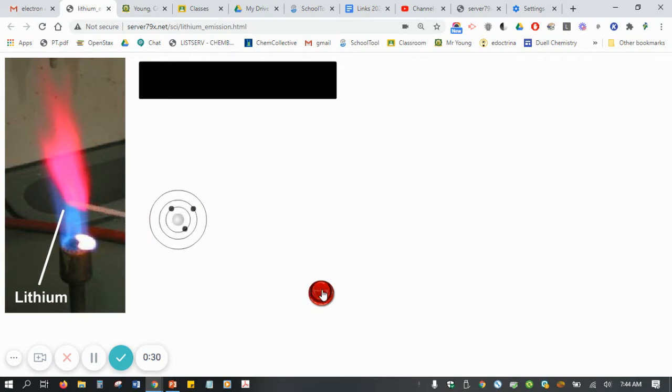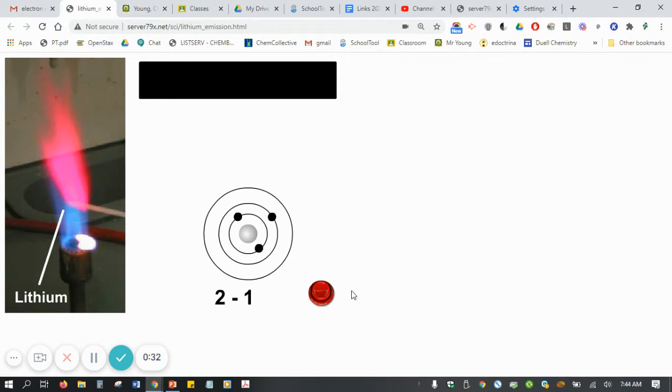So let's look. Here's a lithium atom, a typical lithium atom with its electron configuration of 2-1. Two electrons in the first shell, one in the second. When we add energy, some of those electrons might jump up to a higher energy level. So they might go through an excitation like this.